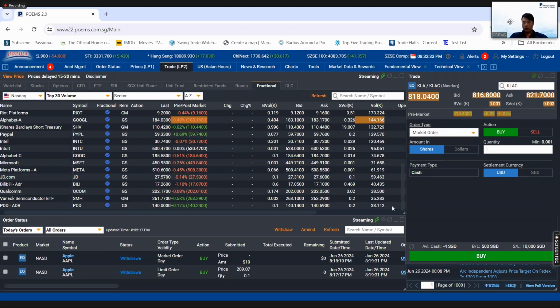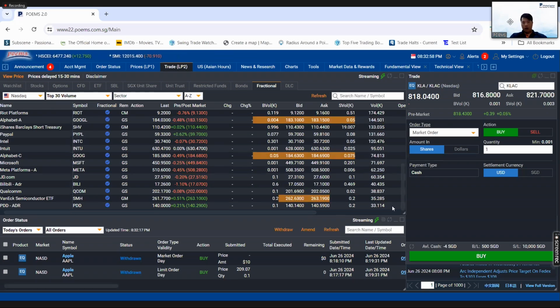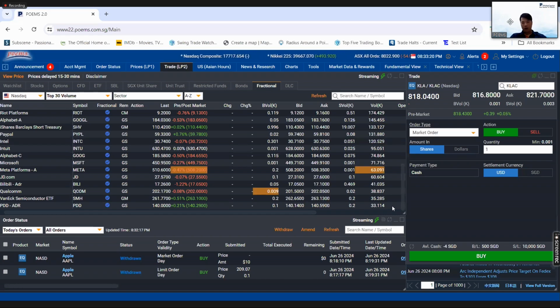Okay, so for fractional shares, one of the few things you need to know is that you are not allowed to transfer out. So in case you wish to transfer any shares from POEMS to other brokers, the fractional share component is not transferable, so you will have to liquidate it. That's the first. Another risk is that the fractional share component is market making. That being said, it's not directly traded through the exchange. The price is being market made by our counterparty.